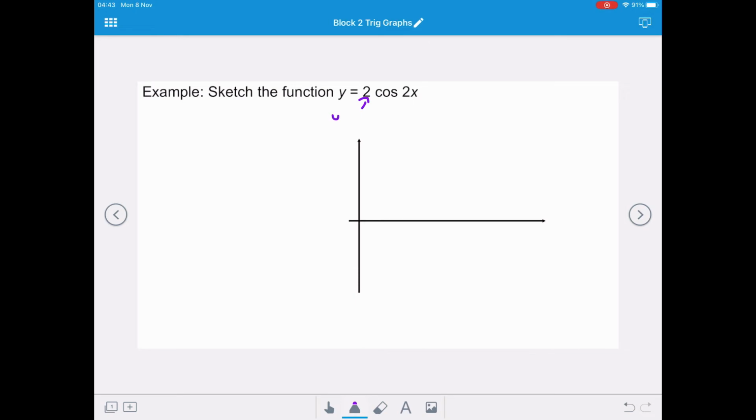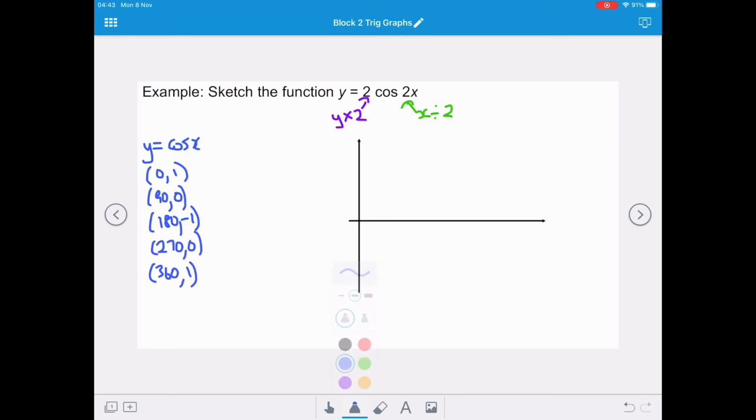So in the second example, we're going to sketch the function y equals 2 cos 2x. So again, a is 2, so we're going to multiply our y coordinates by 2, and our b value is also 2, and we're going to divide our x coordinates by 2. So let's consider the key points of a y equals cos x curve between 0 and 360 degrees. This curve starts at 0, 1, goes down to 0 at 90, 0, a minimum at 180, negative 1, we've got a 0 at 270, 0, and then we're up to a maximum at 360, 1.